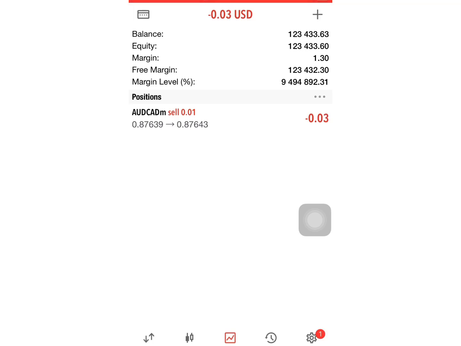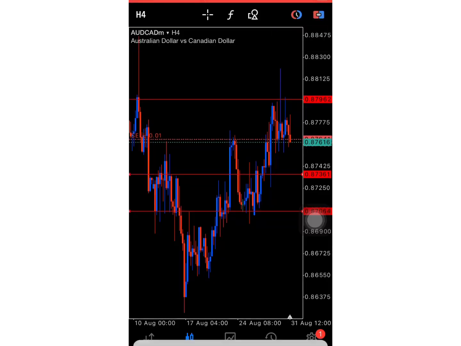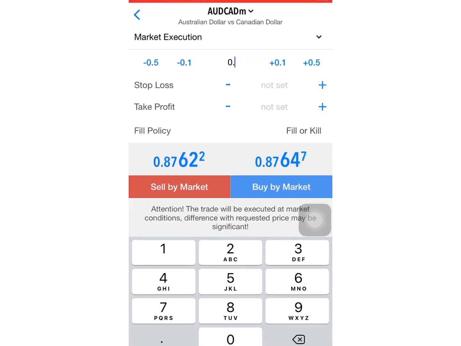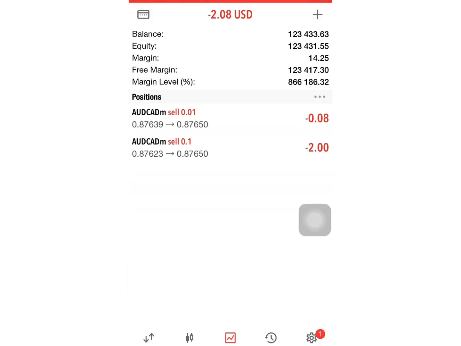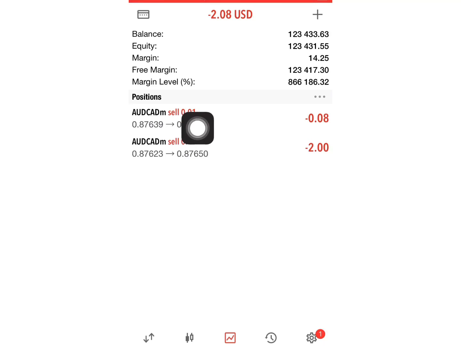So if I sell, for instance, now again, I'm going to say instant market execution, but right here, let me show you guys. I say instant market execution, this 0.1. Then I say again, if you take note, these are two different things, as you can see right here. We have 0.01 in this place, and 0.1 in this place. Can you see how the figure is moving? This one is way bigger.